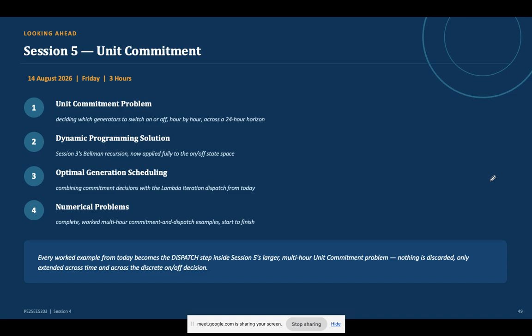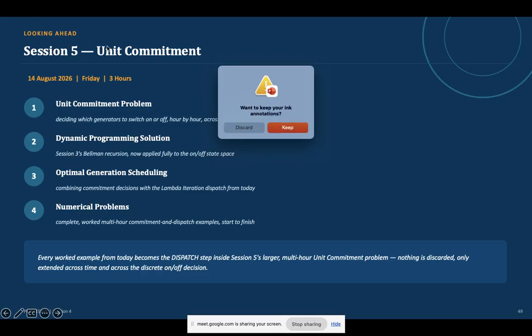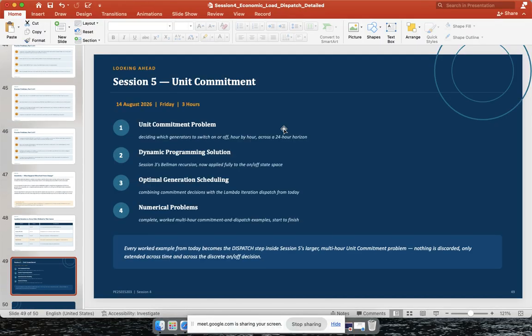So the next topic is unit commitment. Anyway, I'll jump to unit commitment very soon now. I'll not waste any time here. Okay, we'll move to unit commitment.